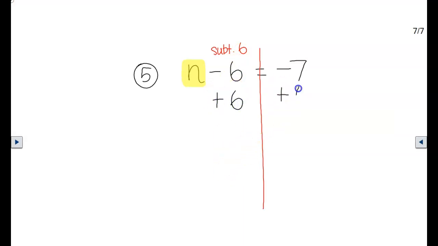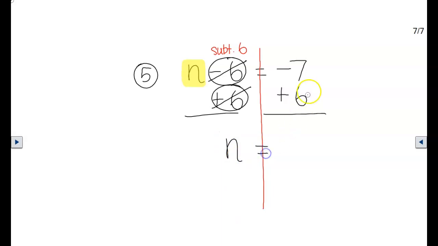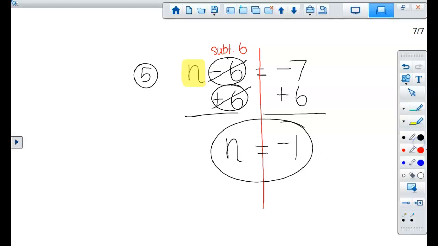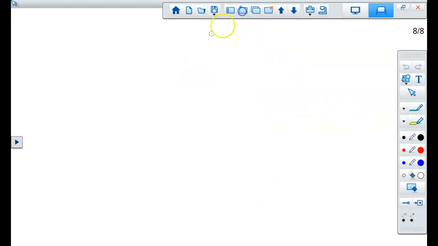If we do it on one side, we do it on the other. Subtract 6, add 6, cancel each other out because they are opposites. N is now alone. Negative 7 plus 6 will give me my answer, which is negative 1. So notice, on every single problem, we are looking for what is happening to the variable, what operation is happening to the variable, and we are doing the exact opposite.